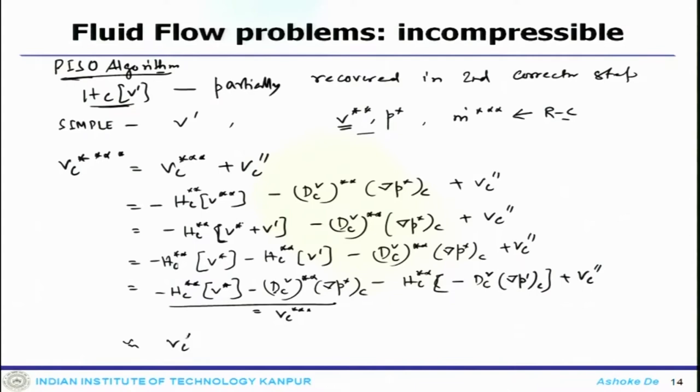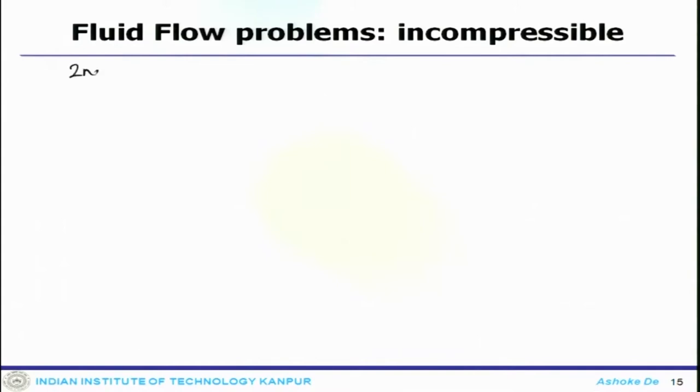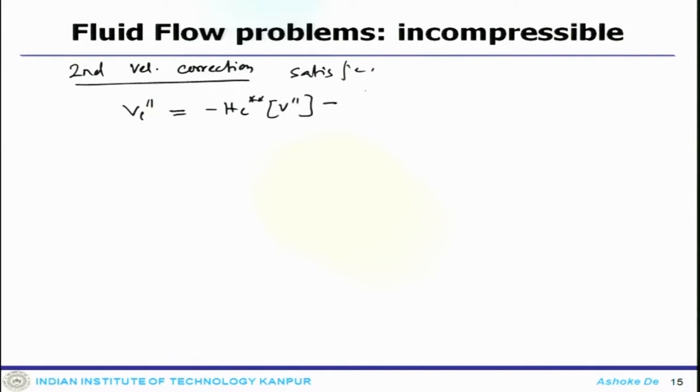So, this will become V C triple star plus V C double prime minus H C double star D C V delta P prime C. This term represents the portion of the H C V prime which was neglected, and in this algorithm it is partially recovered. And the second velocity correction satisfies V C double prime equals minus H C double star V double prime minus D C V double star delta P prime C.